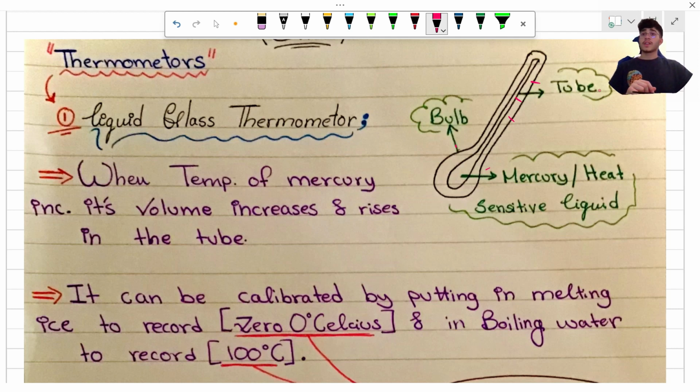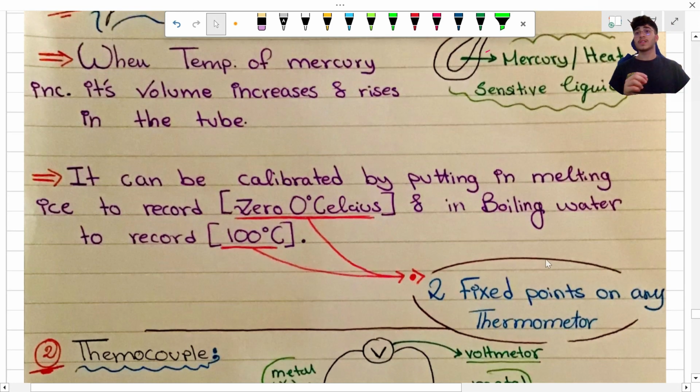When the temperature of mercury increases, its volume increases and it rises in the tube. This is thermal expansion. It can be calibrated by putting it in melting ice to record 0 Celsius and then recording 100 degrees Celsius, because these are the two fixed points on a thermometer. Now use ratio to find the other readings on the thermometer. Simple as that.